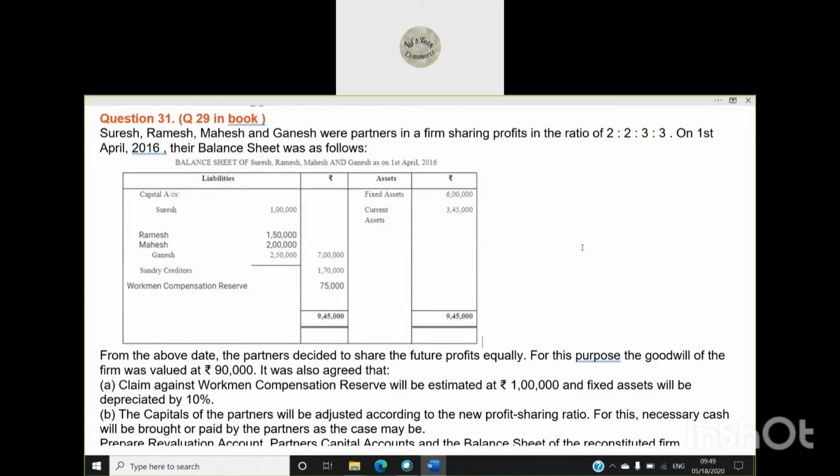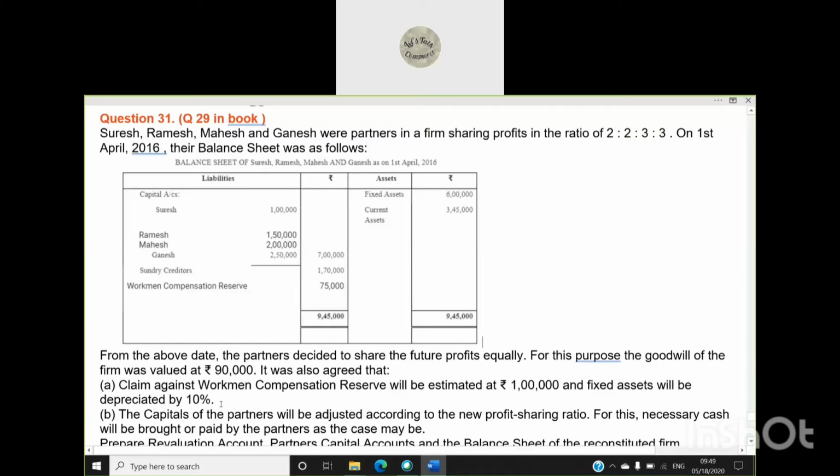It was also agreed that the claim against workmen compensation reserve will be estimated at 1 lakh and fixed assets will be depreciated by 10%. The claim is coming to be 1 lakh and the reserve is given as 75,000 in the balance sheet, so 25,000 more claim is there. That 25,000 will be charged from the revaluation account for the claim for workmen compensation. Then fixed assets will be depreciated by 10%. Fixed assets are given in the question as 6 lakh, so 6 lakh into 10%, 60,000 will be coming.